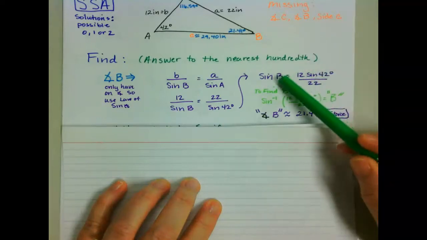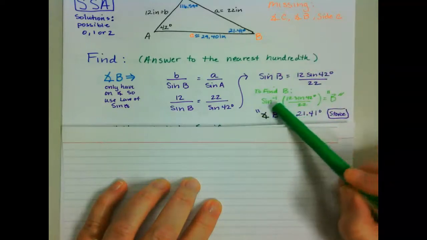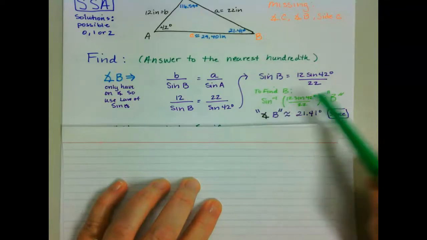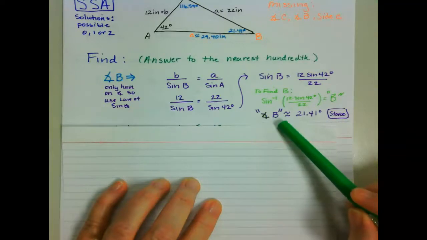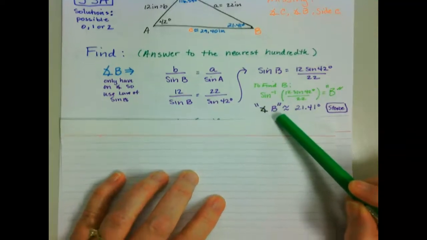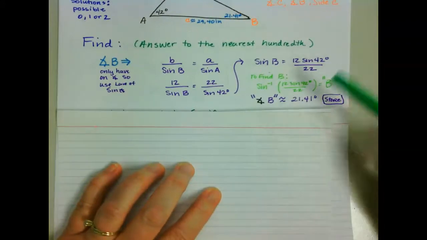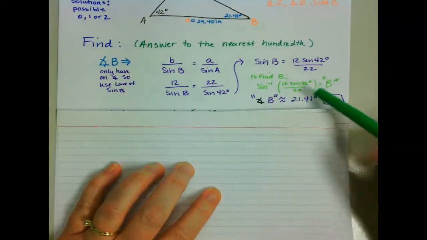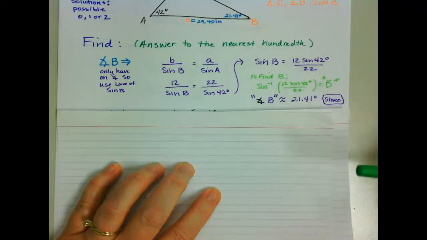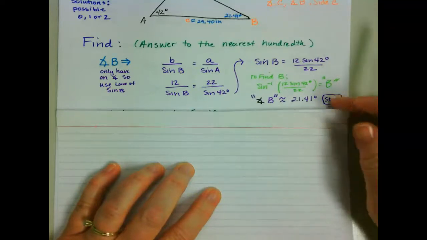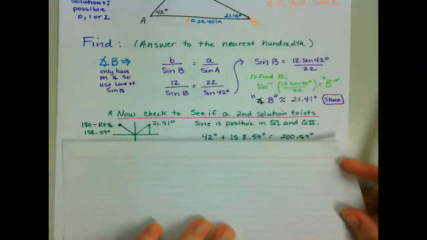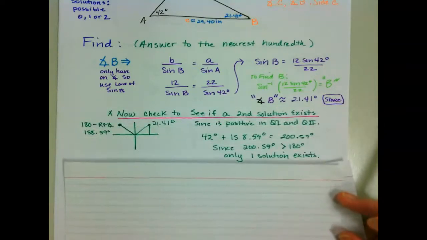And remember, to find B, we use the arc sine symbols on the calculator, and then if we want to store B, we can put that in any of the letters, but I would put it in B since that's what we're doing. When we get to this point, we have this fraction. We're putting it in directly, so we're not risking any early rounding errors. We get 21.41 degrees. So we need to check to see if there's a second solution.